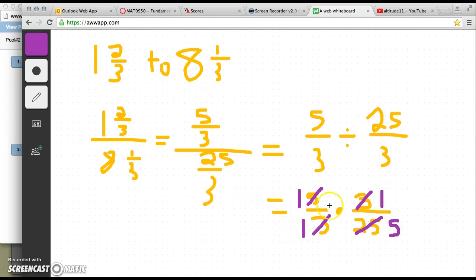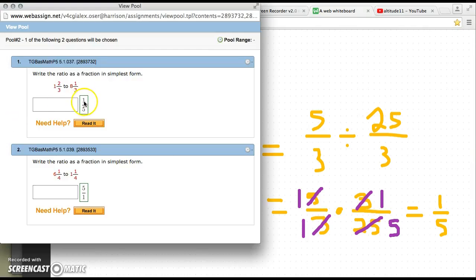And now we multiply what we have left. So we have 1 times 1 in our numerators, which is just 1, all over 1 times 5 in our denominators, and 1 times 5 is just 5. So 1/5 should be our answer here, and we see that is what we get. So let's go ahead and do the same thing for our next problem.